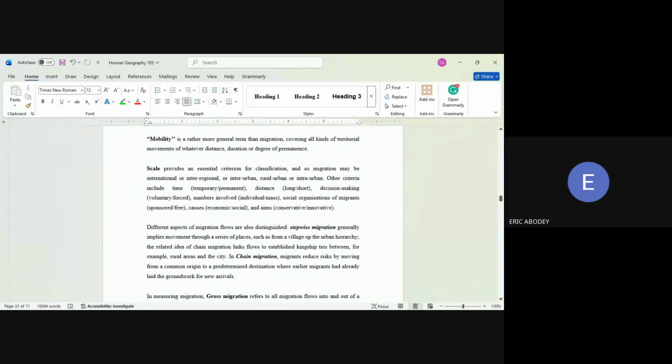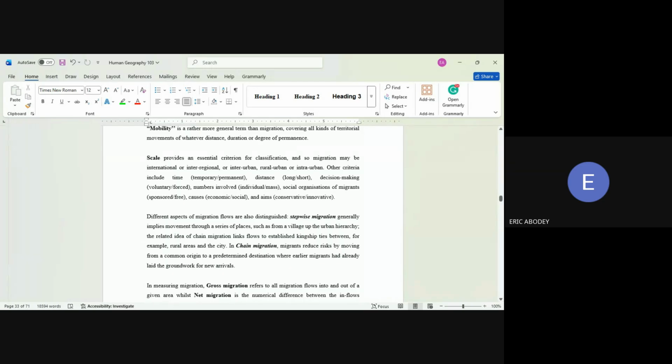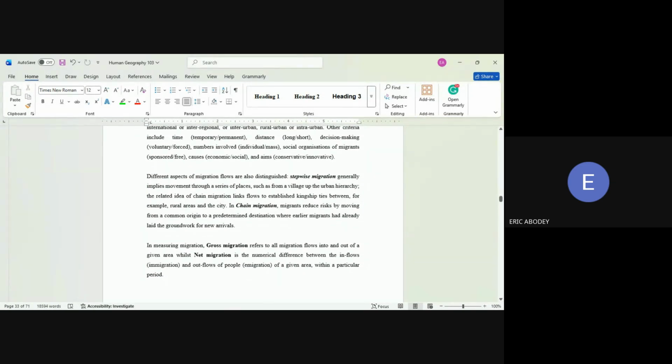And the scale touches so many variables. Okay. We also have what is called gross migration and net migration. Now, gross migration refers to all migration flows into and out of a given area, whilst net migration is the numerical difference between inflows and outflows, and migration and immigration. So when you talk of gross migration, we are just looking at the total move, all people into one place, not necessarily putting into consideration how many of them left and how many of them have been added.